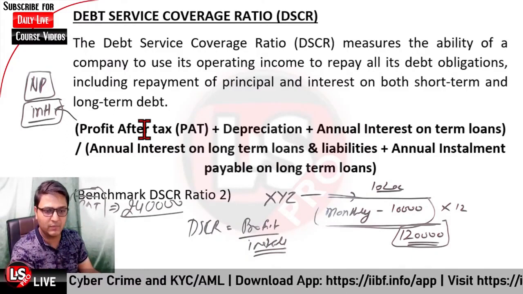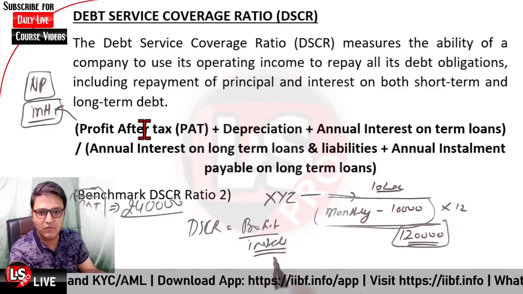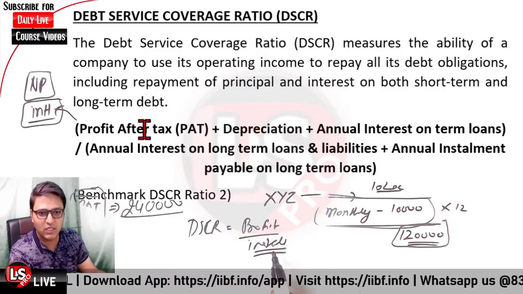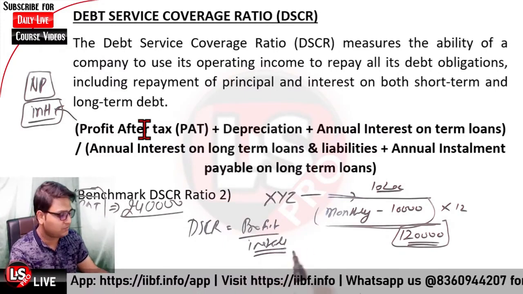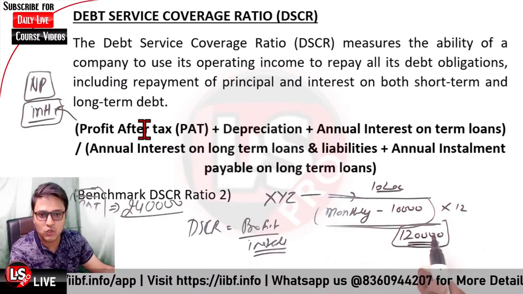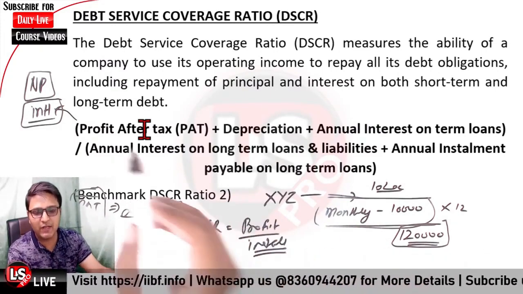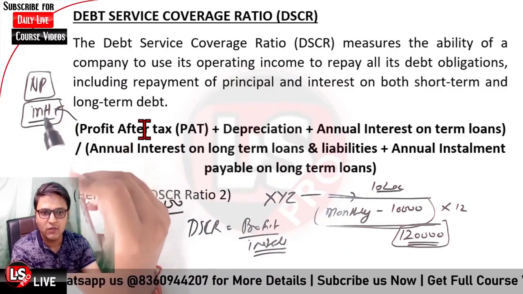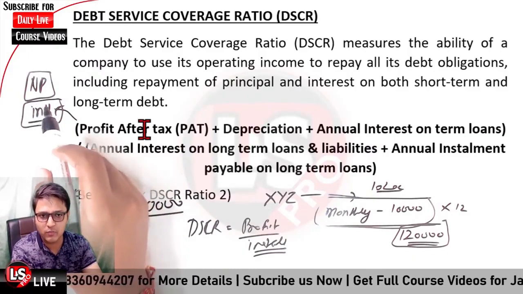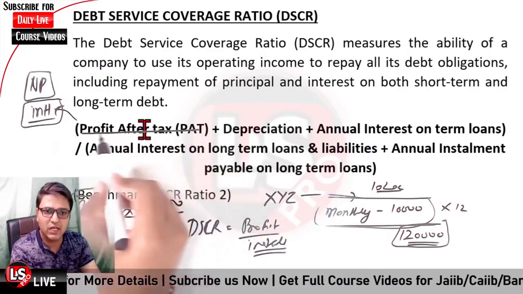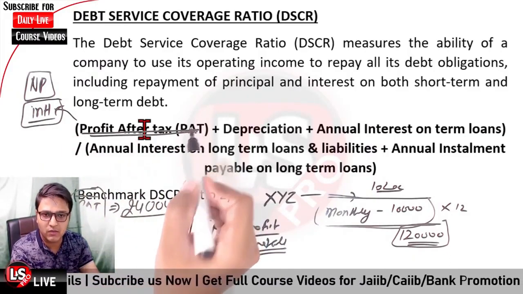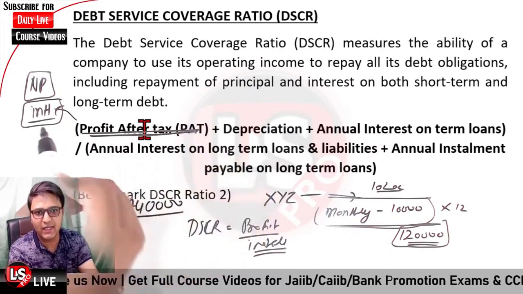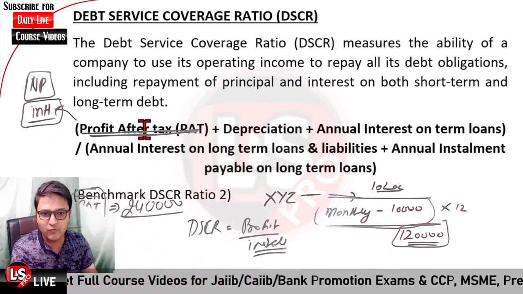Now if we look at the installments we are paying, we are basically paying the interest part also. But when we calculated the profit after tax, we also subtracted the interest component from it. After that, we subtracted the tax. That is why we need to add it again.